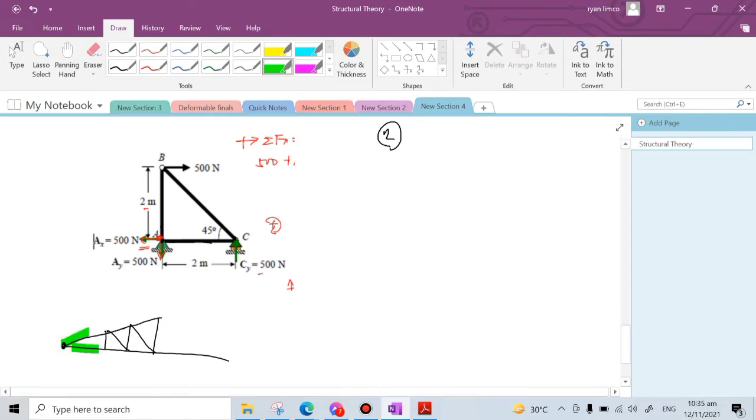Pero, ang kasunod mo saan? Pag lumipat ka sa joint na to, ilan yung unknown dyan? Ang ano natin dyan, tatlo. Ito, at ito. Oh, that is indeterminate na siya. Kasi ang equation natin, dalawa lang.